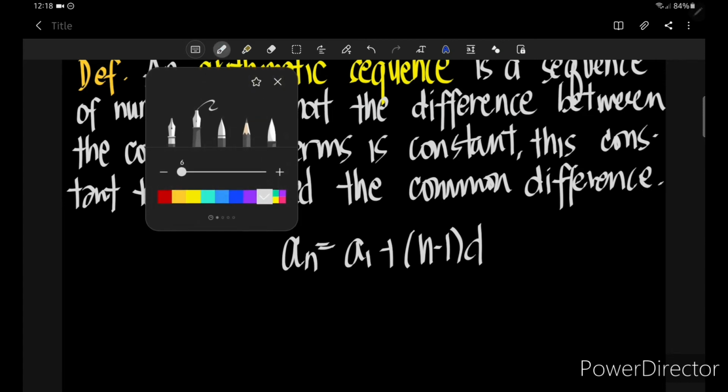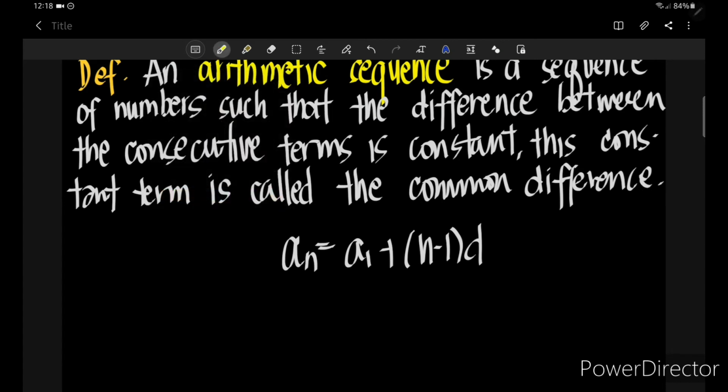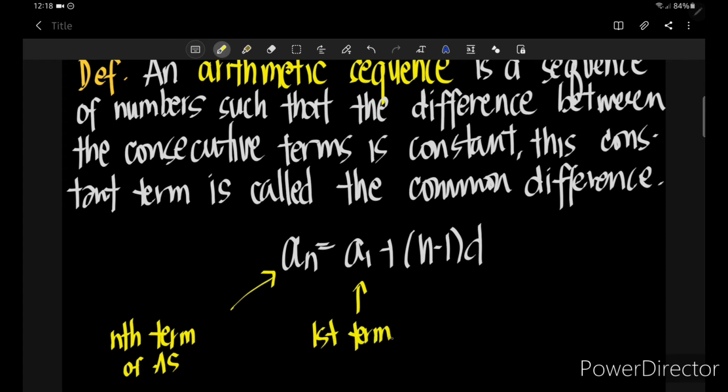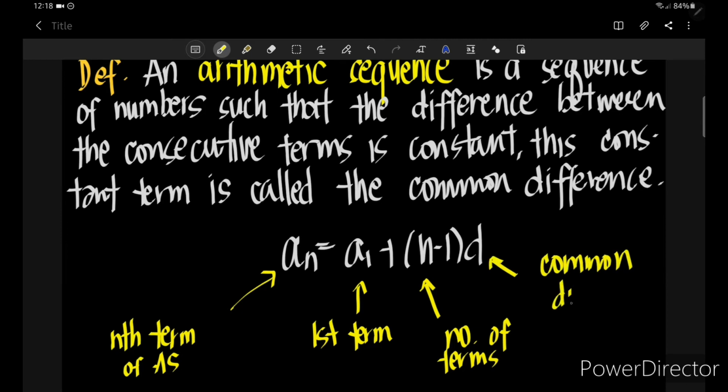Where a sub n is the nth term of arithmetic sequence, a sub 1 is the first term, n is the number of terms, and d is our common difference.